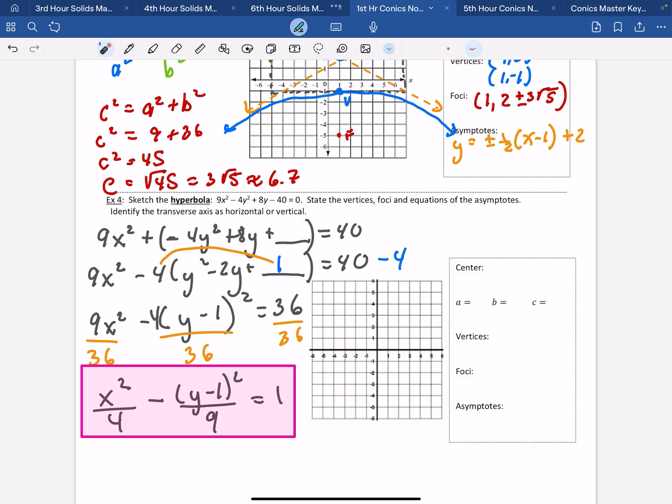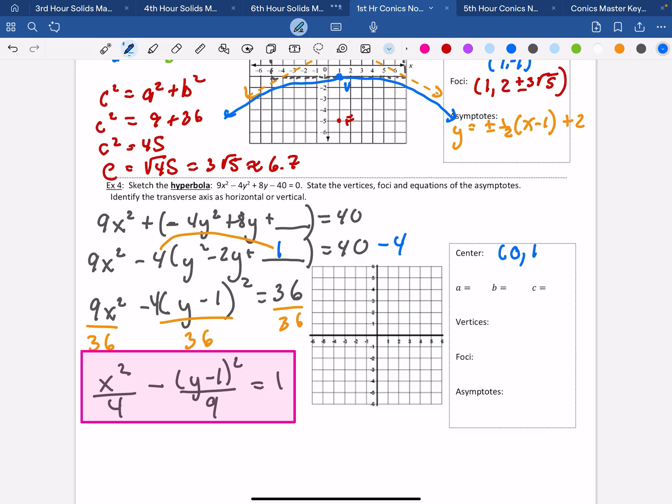All right, so let's identify what the center of our hyperbola is. There's no h value, so whatever's subtracted from x is 0 here. So this becomes a 0 for the center and a positive 1 here. All right, and let's find everything else. Go ahead and do it.